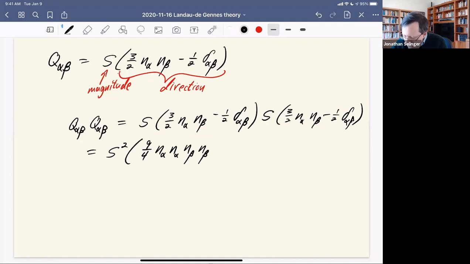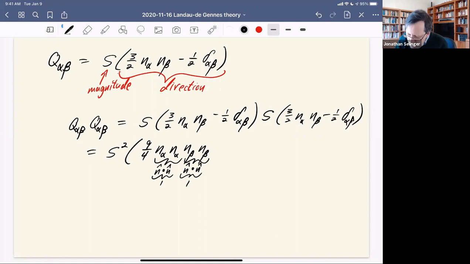Okay. Now n alpha n alpha, that is just n dot n, right? That's the dot product. n beta n beta is also n dot n, the dot product. And n dot n is 1 because n is defined to be a unit vector. Okay? So this term is just 9/4. It's just a number.